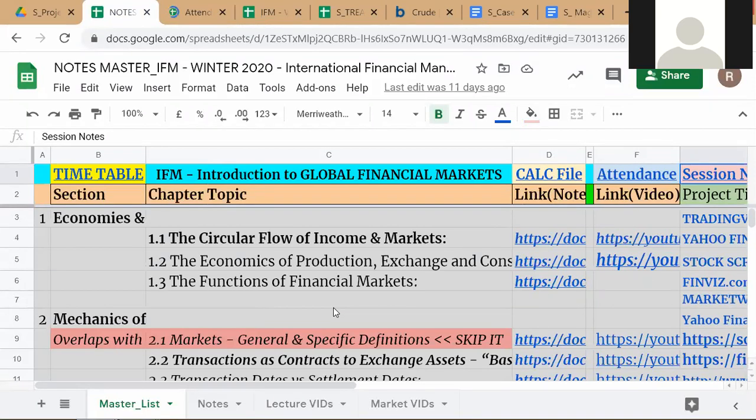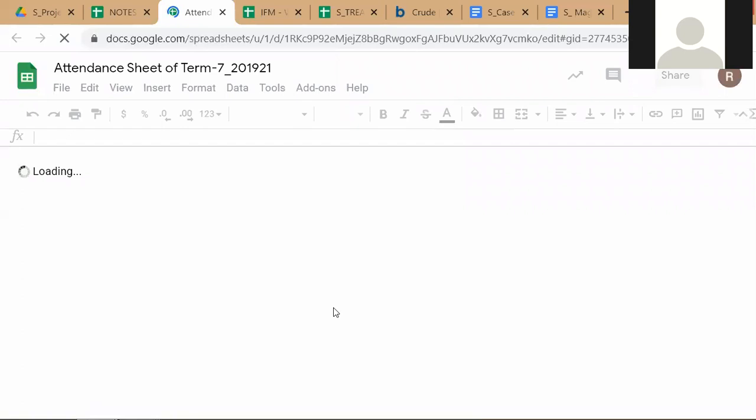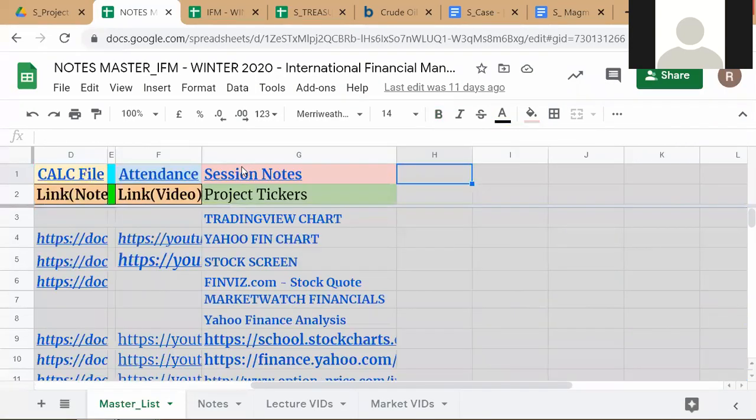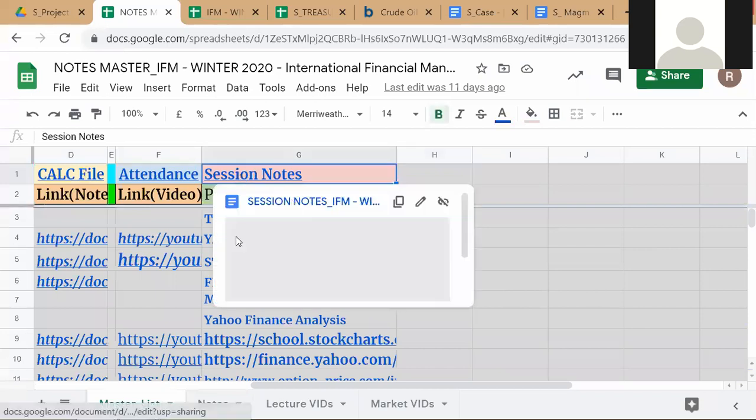And sorry, I opened the attendance file actually, which is really not at all updated. I have to do that actually. I've taken all this data, but now I have to update it.